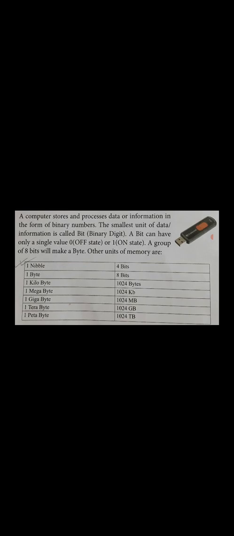1024 KB means 1 megabyte, 1 MB. 1 MB means 1024 kilobytes. Next, what do we have? 1024 megabytes refers to 1 gigabyte, 1 GB. That means 1 GB means we have 1024 megabytes, 1024 MB.